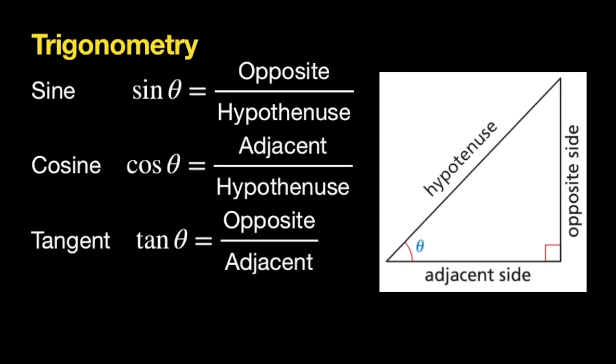Cosine is going to be the adjacent side divided by the hypotenuse. And for tangent, we don't need the hypotenuse. We're only going to use the opposite side divided by the adjacent. An easy way to remember this is using SOHCAHTOA.